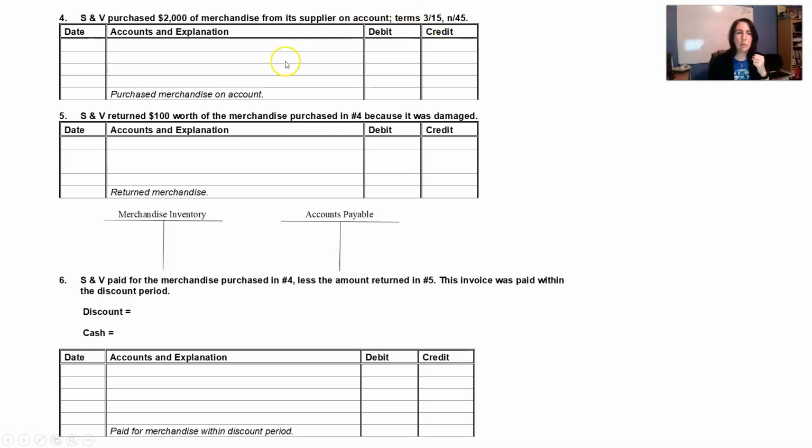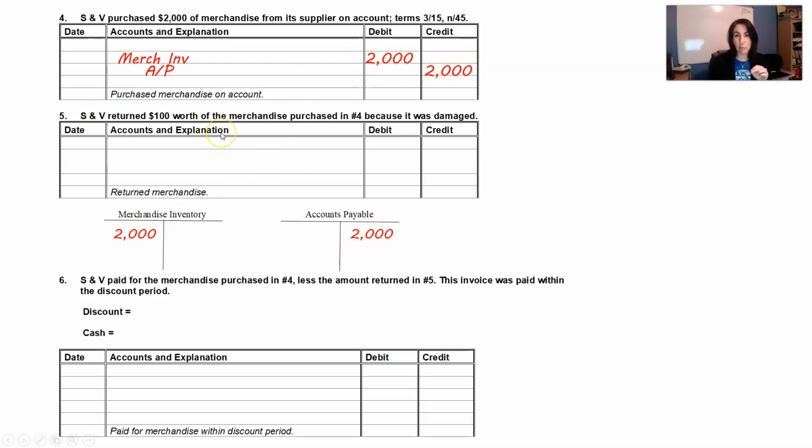So what we'll do is record the inventory at its full amount of $2,000, and record the liability, accounts payable, for $2,000. That's all that happens when you first make the purchase. And then maybe we decide we didn't want $100 worth of merchandise because it was damaged. Actually, hang on one second. Let's record these in my T accounts because it helps to keep track of these things. So we've got our debit to merchandise inventory and our credit to accounts payable here. Okay, that's where we stand.